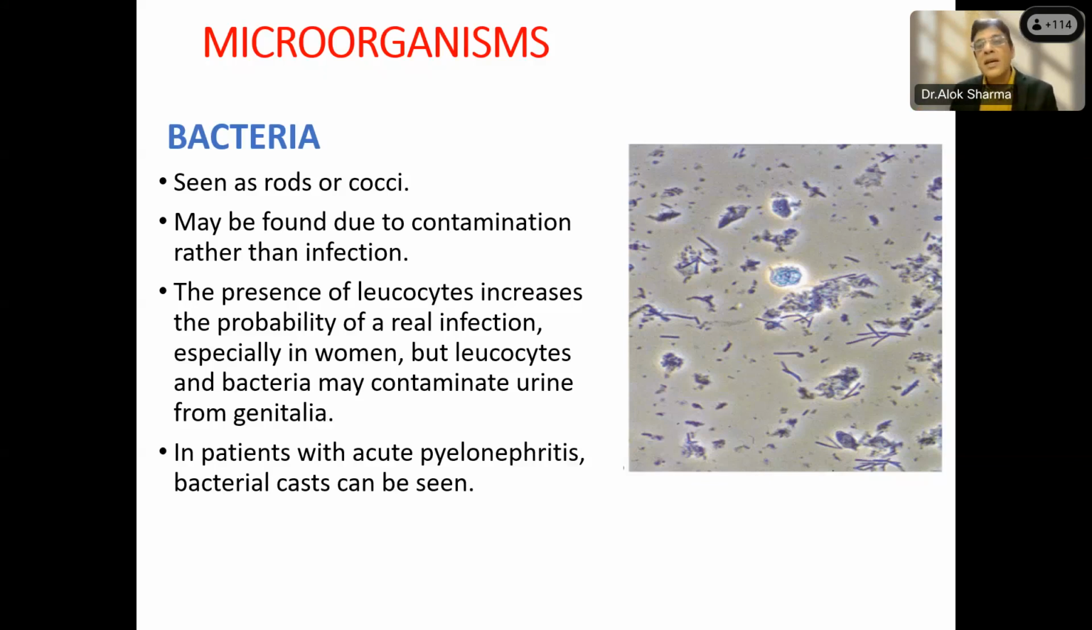And just like other casts, I've seen in patients who have severe acute pyelonephritis, you can actually see bacterial casts. You will have Tamm-Horsfall protein casts in which numerous bacteria are embedded. So just like any other cast, you can have bacterial casts also, and they usually indicate a severe pyelonephritis.